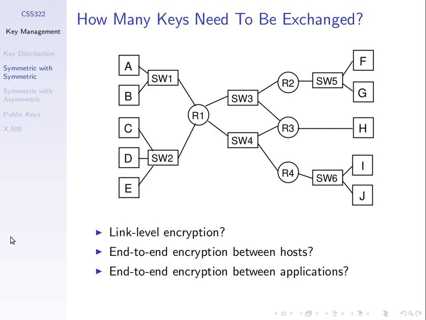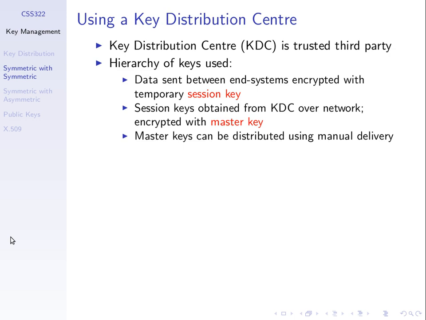But the problem with end-to-end encryption, we need many keys. If A needs to exchange with every other entity, then A needs to exchange a key with 9 others. If there were 1,000 end hosts, A would need to exchange keys with 999 others. And same with the other entities. So with end-to-end encryption, we'll use a central third party called a key distribution center, a KDC, where all of the end users trust the KDC, and we use the KDC to help distribute the keys.